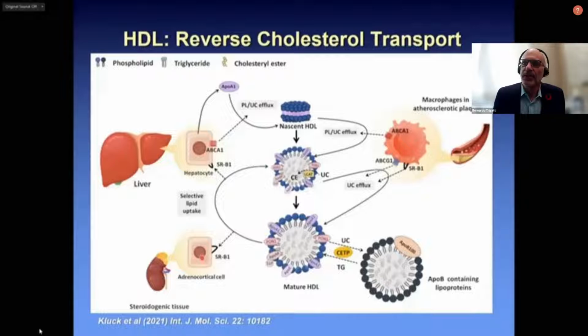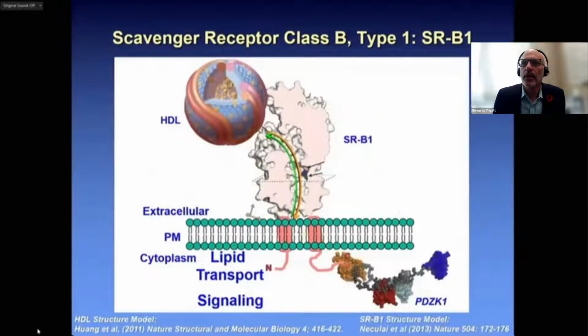So this process, this net removal of cholesterol by HDL from macrophage foam cells and its delivery to the liver for secretion into bile, is called reverse cholesterol transport, and is thought to be a major mechanism by which HDL protects against cardiovascular disease. And indeed, it's the most well-studied mechanism.